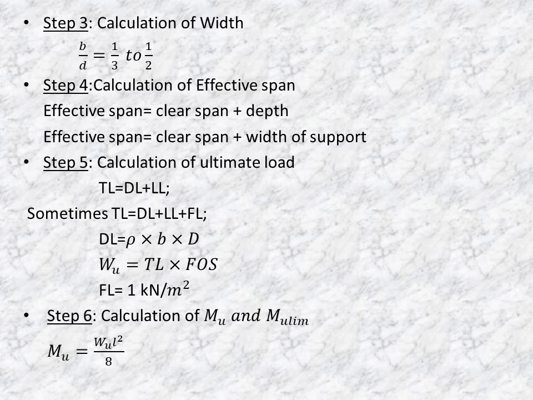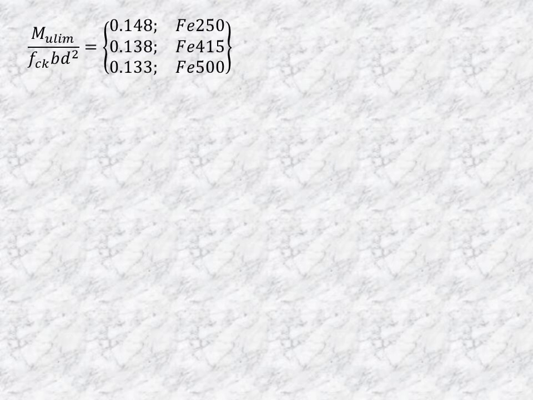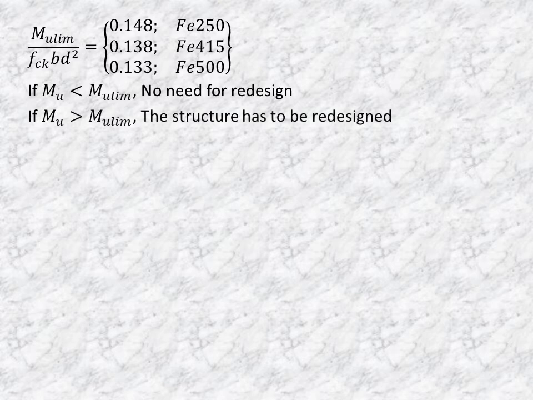Why are we using this formula for Mu? It's because it's not mentioned what type of section it is, and the load is distributed here, so we take this formula. Now let's calculate Mu limit. We find the value of Mu limit with this formula: 0.148 for Fe250, Fe415 is 0.138, and for Fe500 it is 0.133. If Mu is less than Mu limit, no need to redesign it. But if Mu is greater than Mu limit, the structure has to be redesigned. Here, how we redesign is that we just have to increase the depth value.